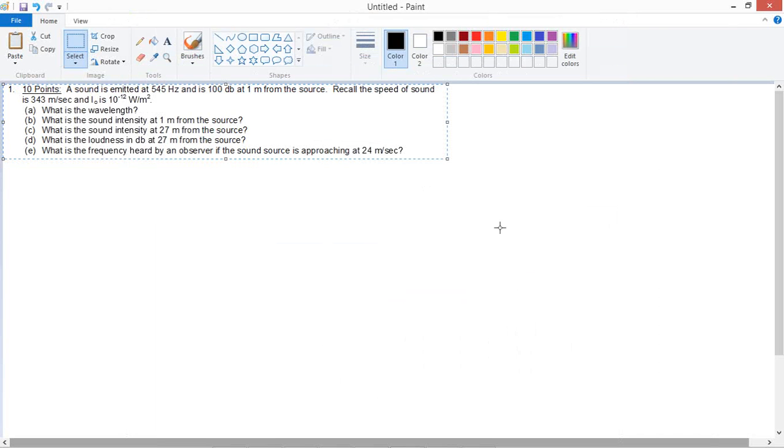Okay, ladies and gentlemen, we're going to do a test review. This is basically questions from previous examinations. And the first thing we're going to start with is Doppler effect and sound and loudness and things like that.